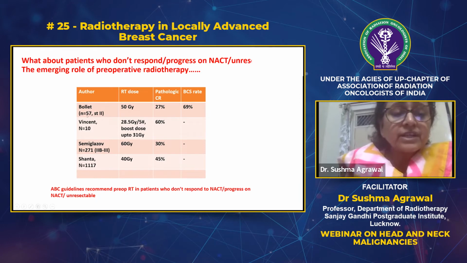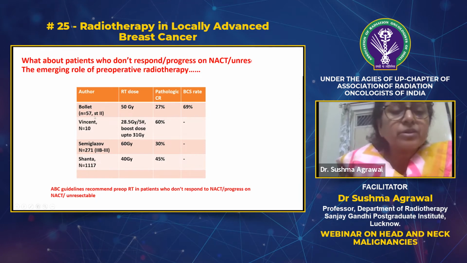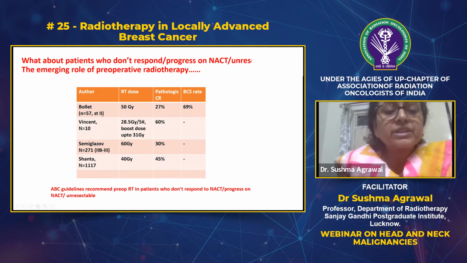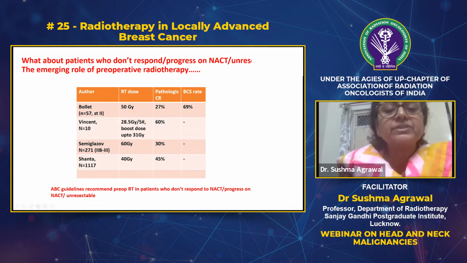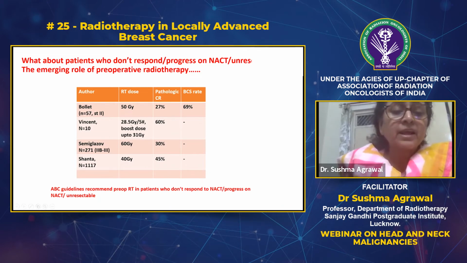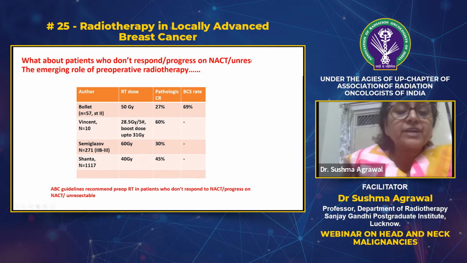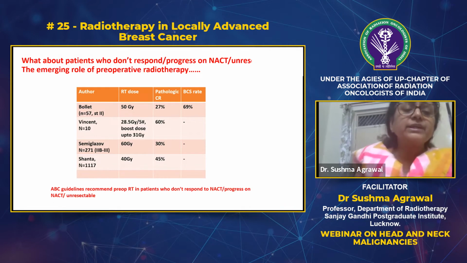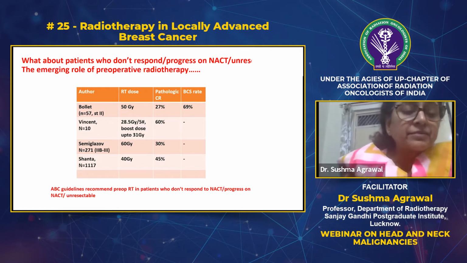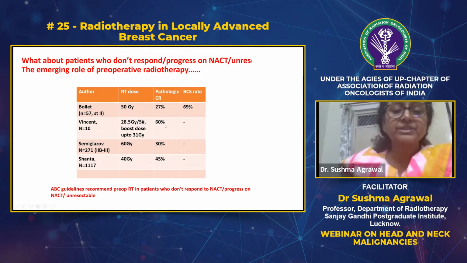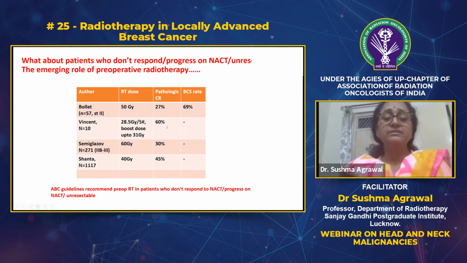Now this first study, if you see, this was done and published long time back, I think in 2006. And it was reported in stage 2 patients, in 57 patients, and they gave 50 gray and they achieved a pathologic CR of 27%. And recently this year, they have published this hypofractionated 5-fraction schedule, and in only 10 patients, and compared it with 10 patients with standard radiotherapy. And with hypofractionation, they found that the pathologic CR is 60%.